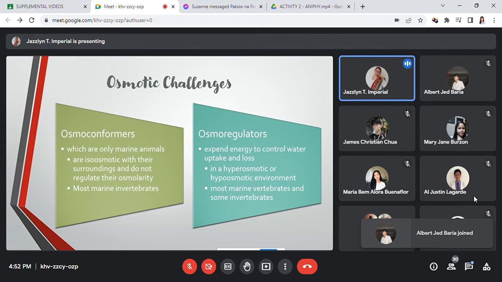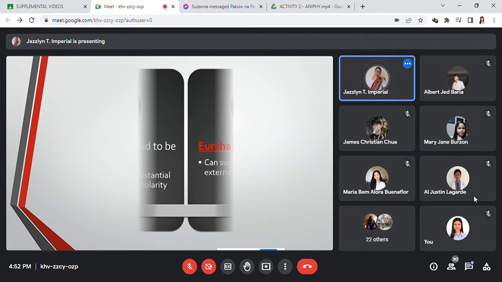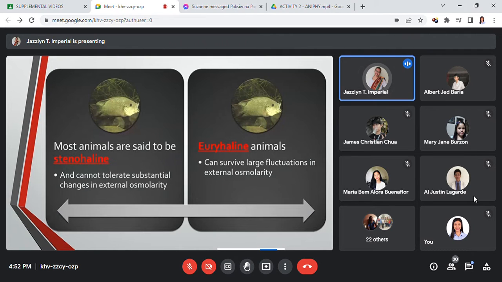So kapag hyperosmotic, iba po. Pag hyperosmotic, kinokontrol nila ang water loss. Okay? Pag hypoosmotic naman, they lose more water and they control the loss of electrolytes or solutes. So, ganun po yung mechanism. So, this is true for most marine vertebrates and also some vertebrates. Okay? So, moving on, we have, pigilan si Ma'am Jess pag medyo sobrang bilis, ha?